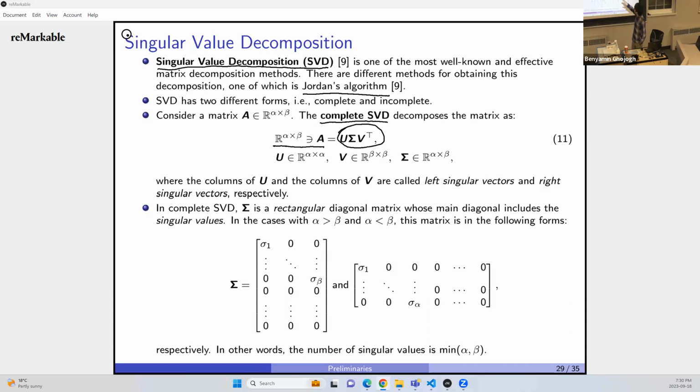By the way, in both complete and incomplete SVD, U is called the matrix of left singular vectors. V is the matrix of right singular vectors, right? Because it appears on the right. And sigma is the matrix of singular values. Okay. Why didn't I have left and right eigenvectors in the eigenvalue problem?